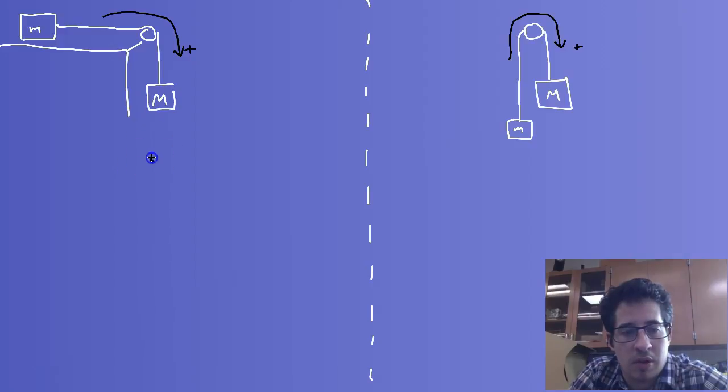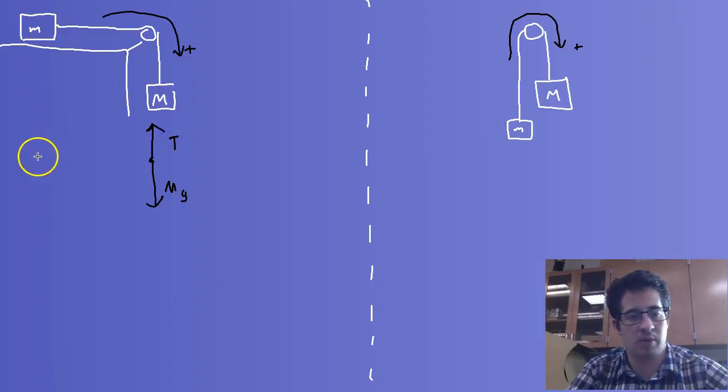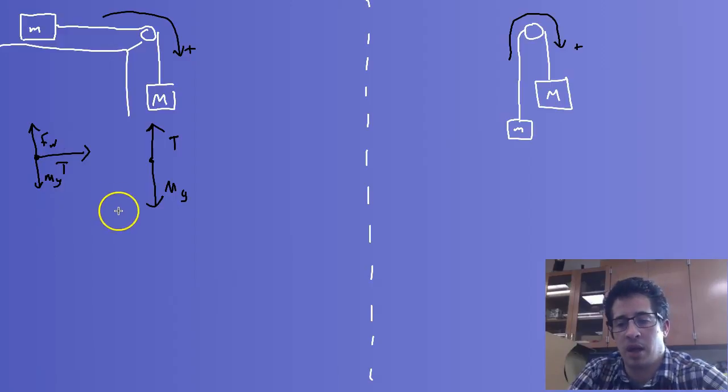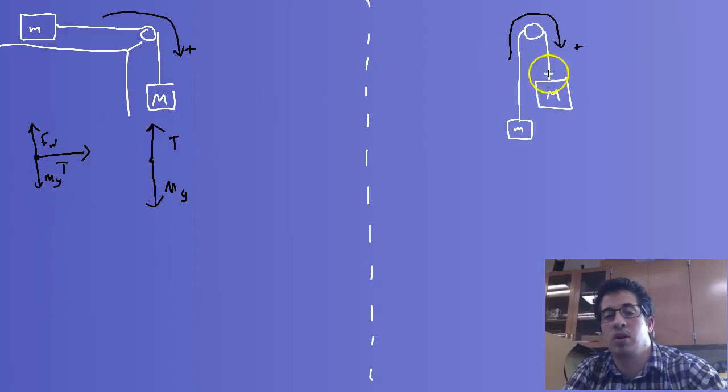So for this block right here, we have the weight downward, and then upward we have tension pulling. And for this one right here, in the direction of motion, we have tension. We're going to assume it's frictionless right now. So we have tension, the weight, and the normal force. Now I'm going to show that there are two methods we can use here. I'm going to show one of them on this one and the second one on this one.